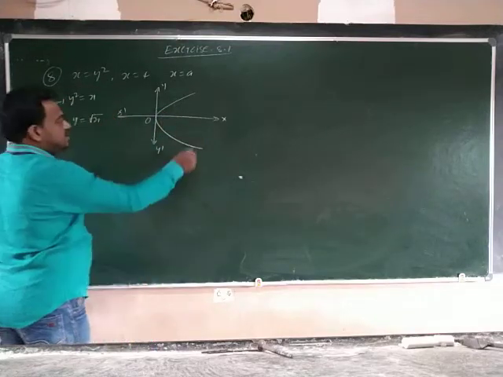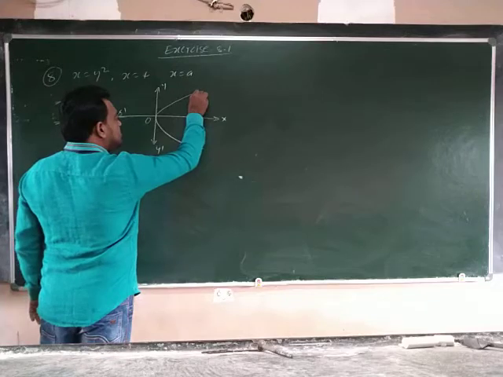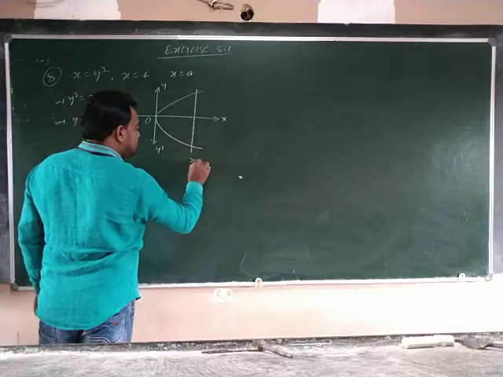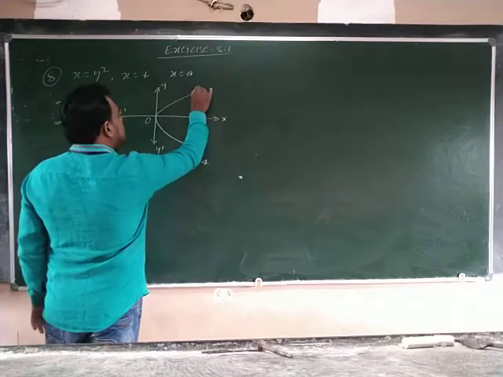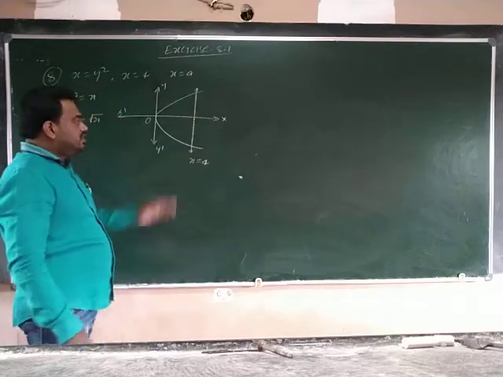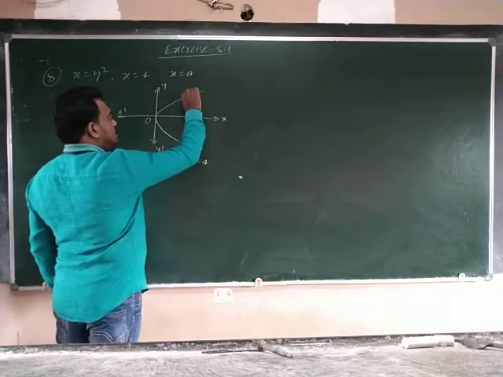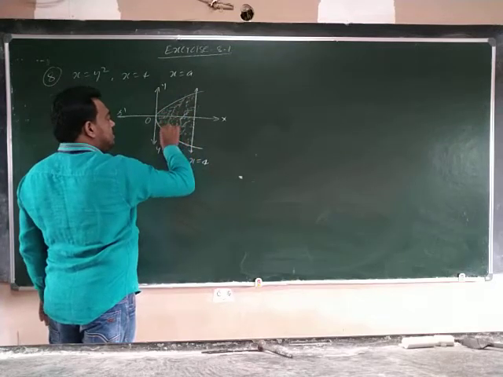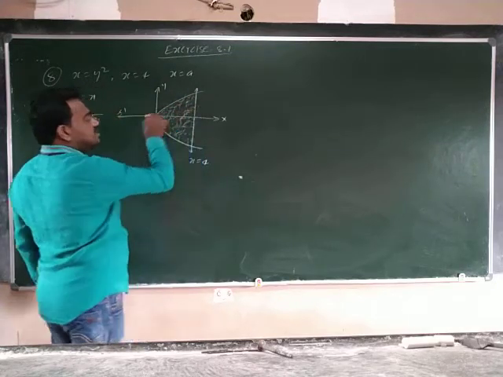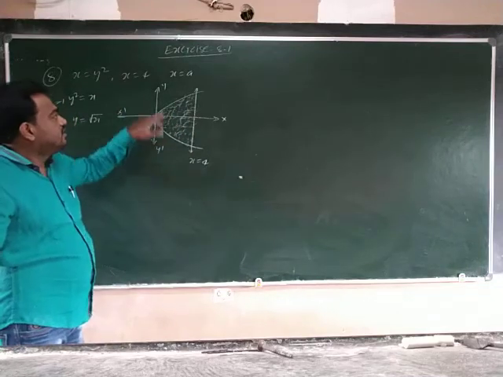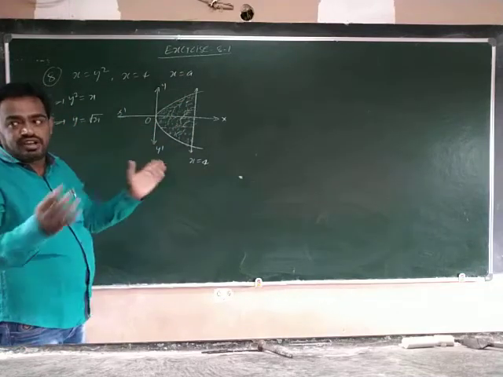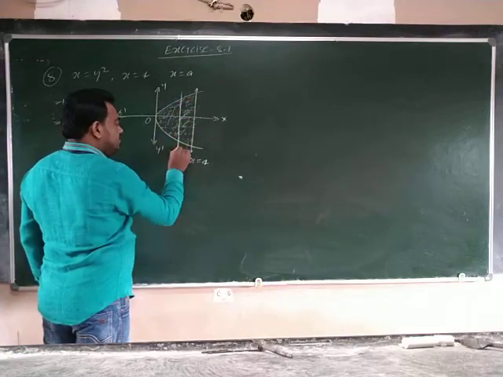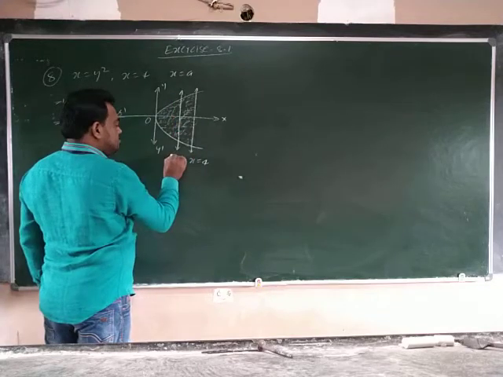Okay, x equal to 4 line. This is the x equal to 4 line. This area, that means this is the area we are getting. Answer carefully. So this is the area between these curves. This area is divided by the line x equal to a into 2 parts. That means this is the x equal to a line.